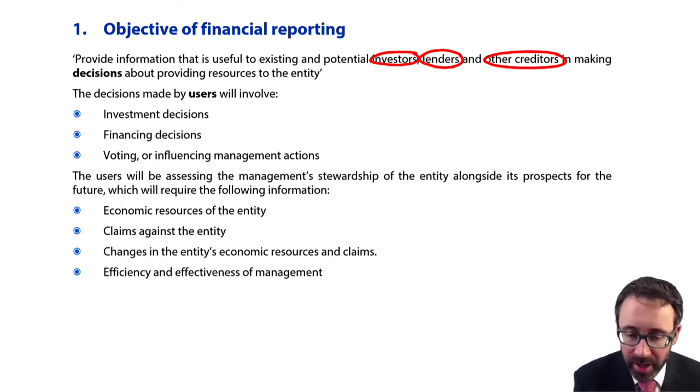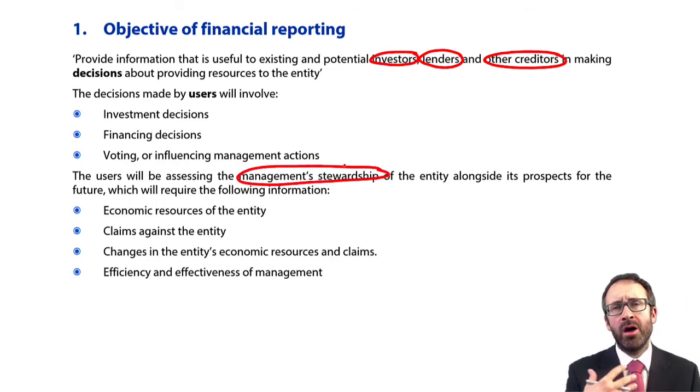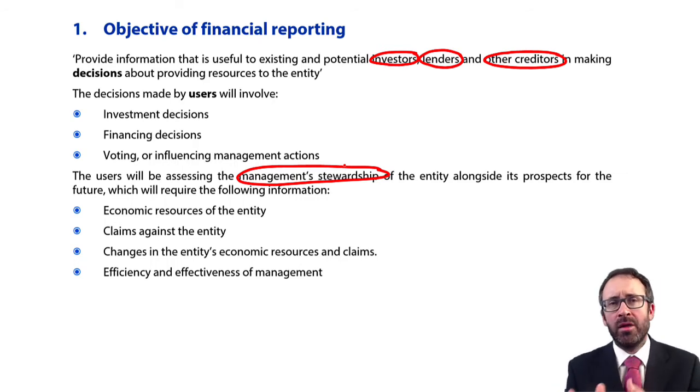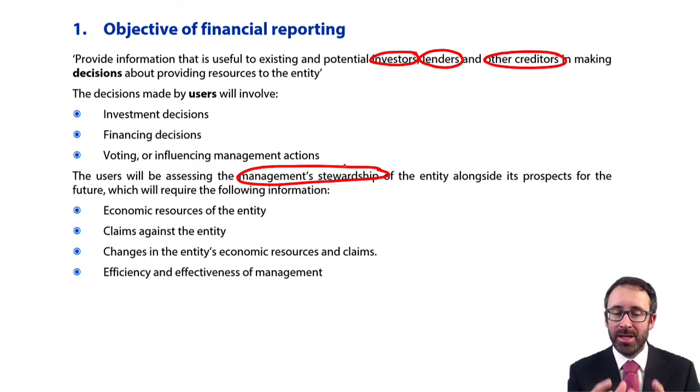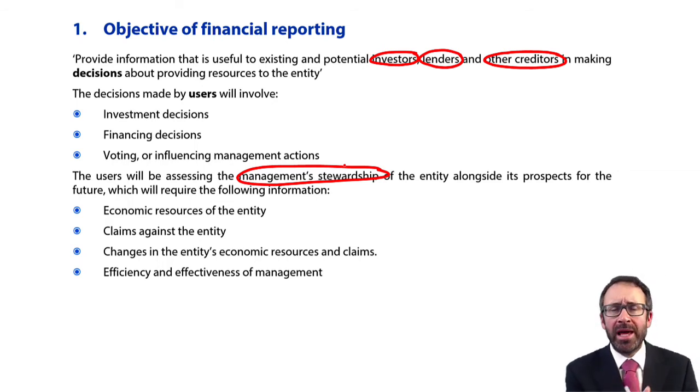So the framework acknowledges the fact that the users are assessing how well management are running the business. It brings in the words management stewardship, which is saying that the users need to be able to assess how well that business is being run. Because then they can start to think about how well this business is going to do in the future. The investors can think about the level of dividends they'll get, and the potential growth in the share price if it's a listed business. The lenders can think about ensuring they're going to get the cash. Similarly the other creditors, your suppliers and also your tax authorities.